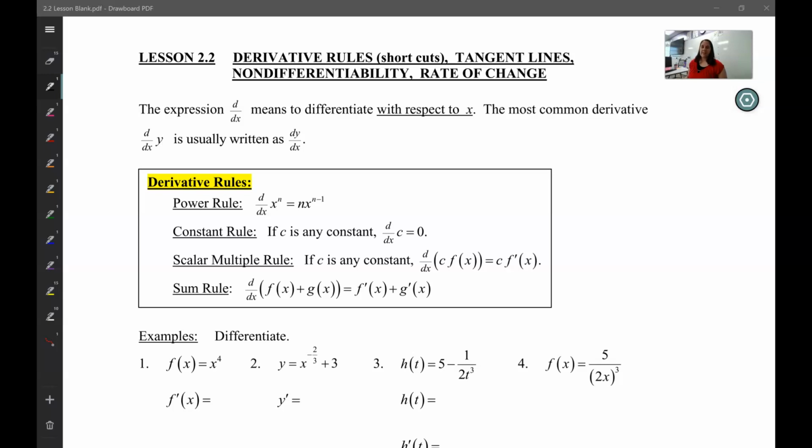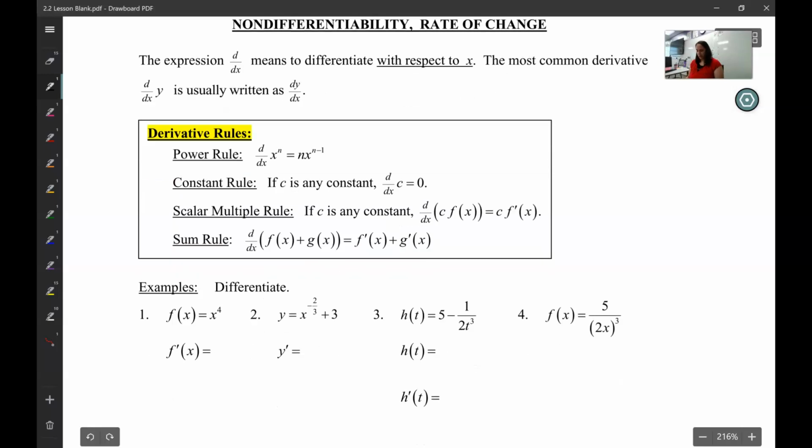Okay, next lesson. Now, finding the derivative with that big long limit thing is all well and good, but that takes forever. So, we do have some shortcuts. Here are your first 4 derivative rules. These will absolutely want to be memorized, and I promise you'll use them enough, you will memorize them.